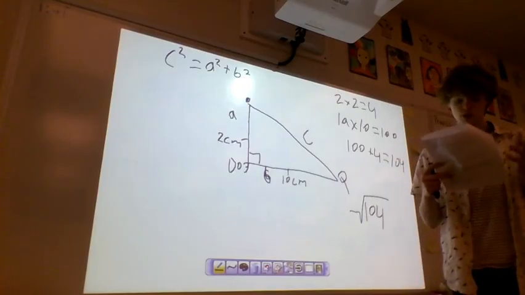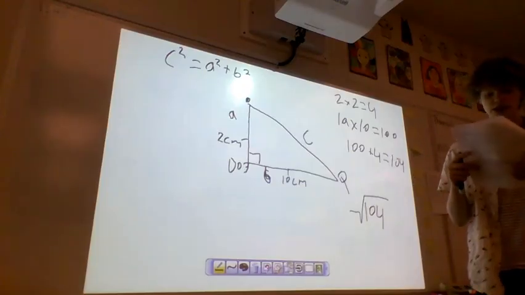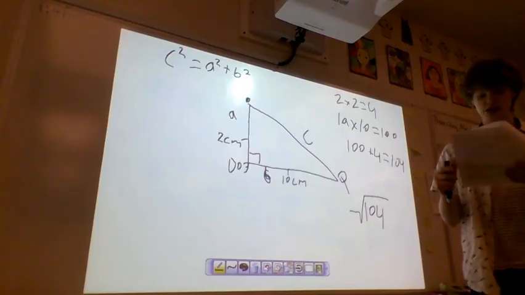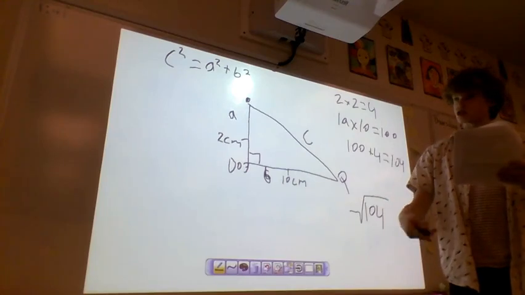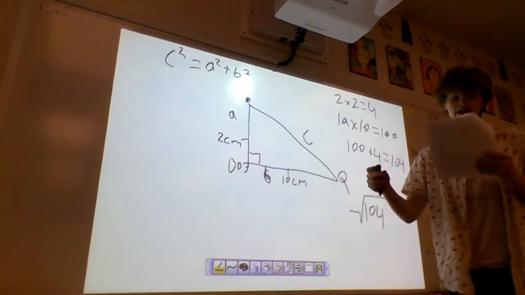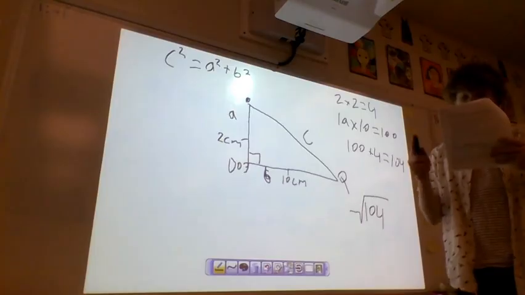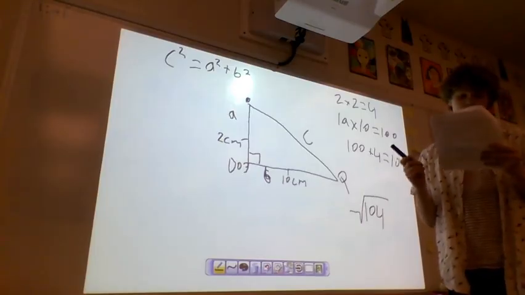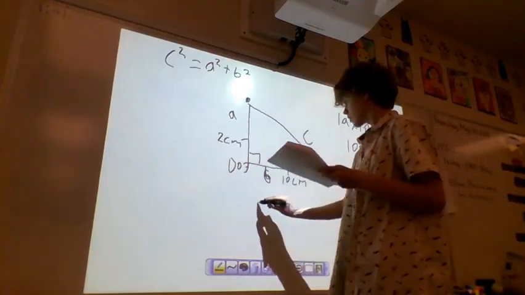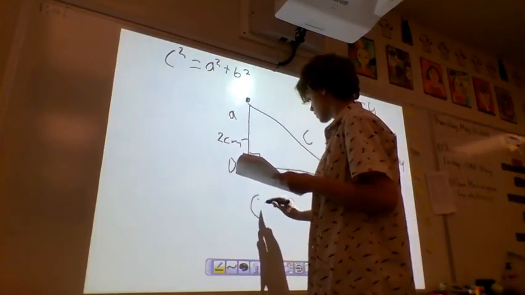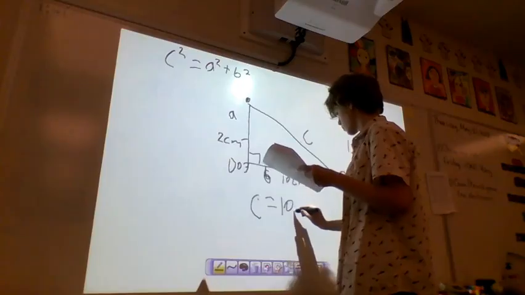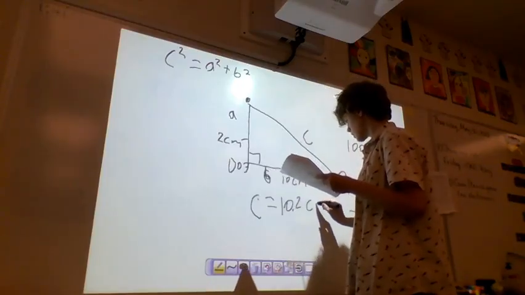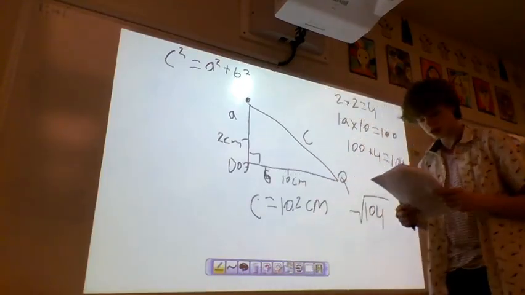Let's round it to something more manageable. Since we want to round the number to the first decimal place, we need to look at the number in the second decimal place. So just look at that on your calculators right now. And since the number in the second decimal place is 9, we need to round up, giving us our answer of 10.2. C equals 10.2 centimeters.